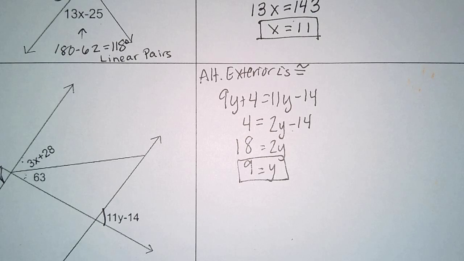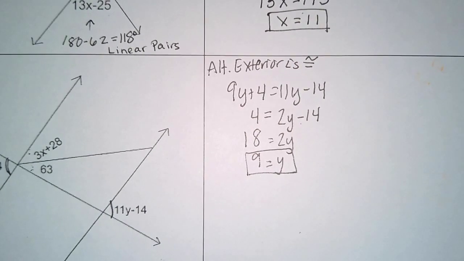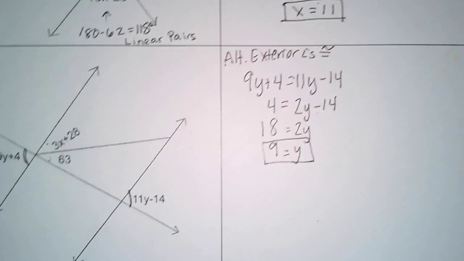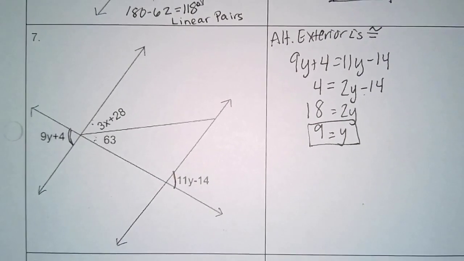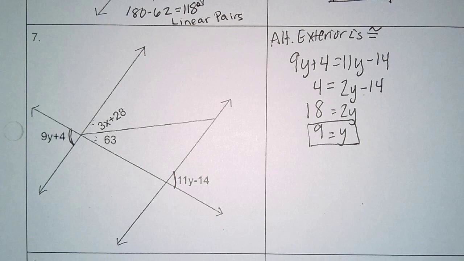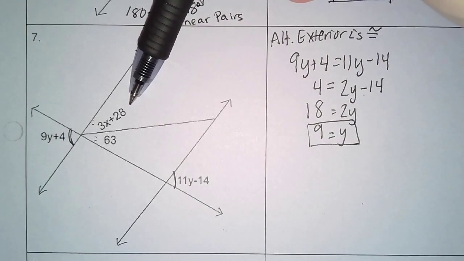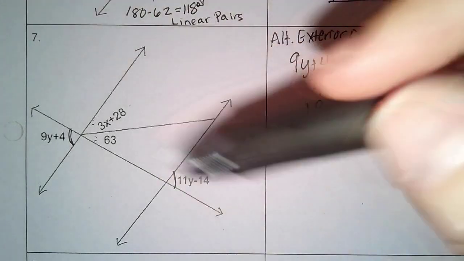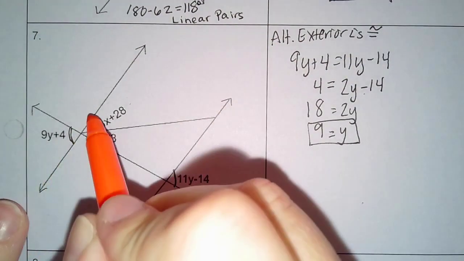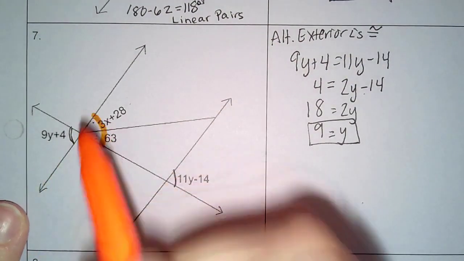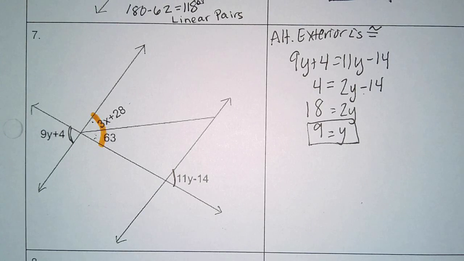Now again, I have multiple options on where I could go next. Anyone have any ideas? We're trying to get x. Here's our x. The entire angle here for x is what we need to look at first, though. Does that entire angle have a relationship with either of these two pieces?